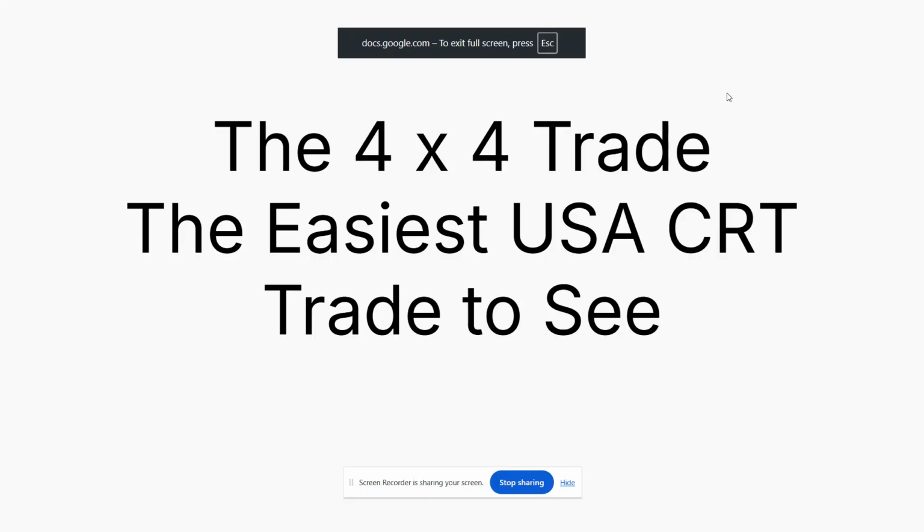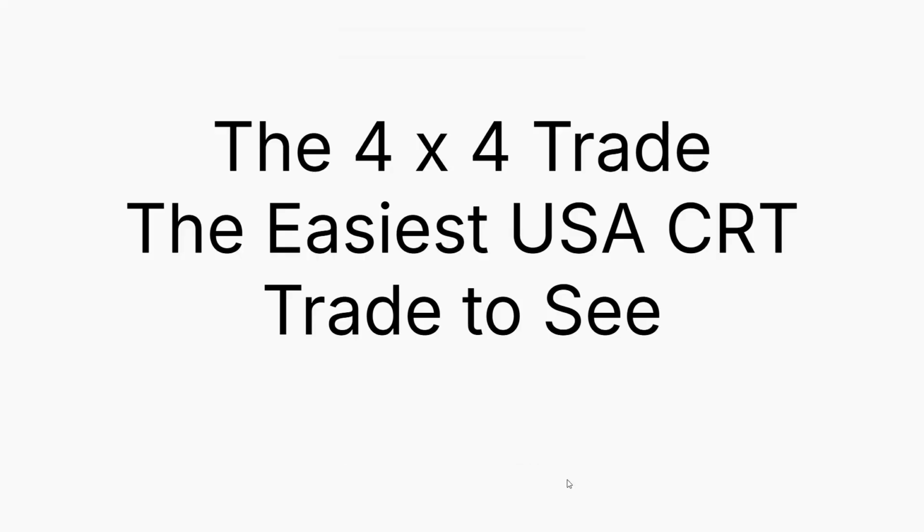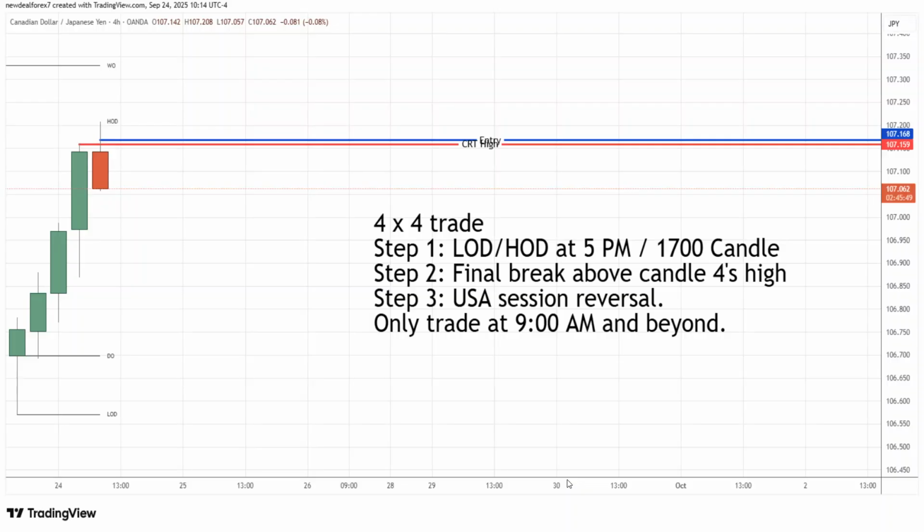Ken, Range Theory Trader, back with you with another video on the 4x4 trade, the easiest USA counter range theory trade to see. So let's not waste time and get right into it. I wanted to show you the picture before we get into the bare bones of the program or the pattern. So this is the pattern that you're going to be looking for.